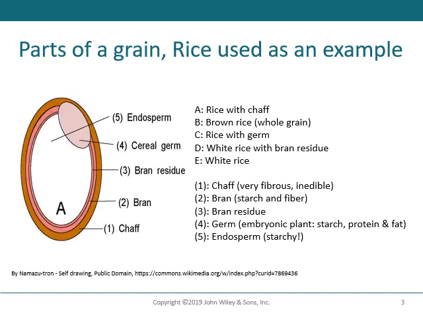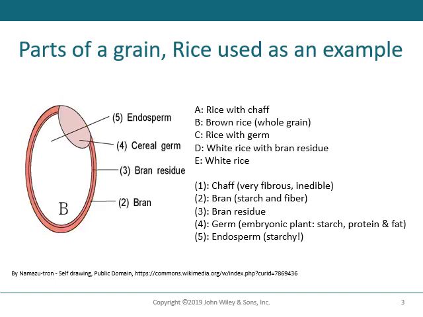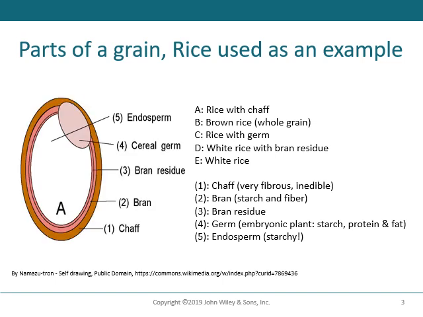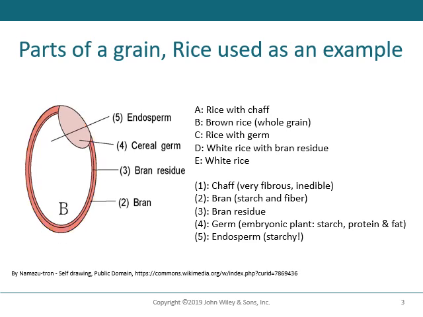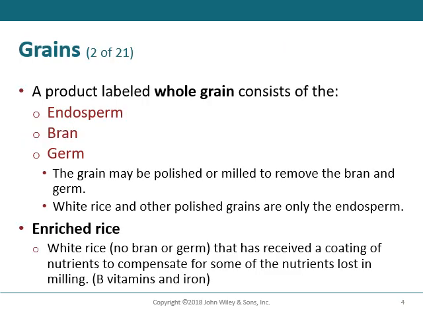And then that bran, which is another part of the edible part of the whole grain, has some starch in it, but it also has fiber, but that fiber does soften up as we cook it and makes it so we can eat it. So if you see a product labeled as whole grain, it is the endosperm, the bran, and the germ. If you take that whole grain and polish or mill it to remove the bran and the germ, then you end up with just the endosperm. And in the case of rice, that would be white rice, but there are other polished grains that are only the endosperm.